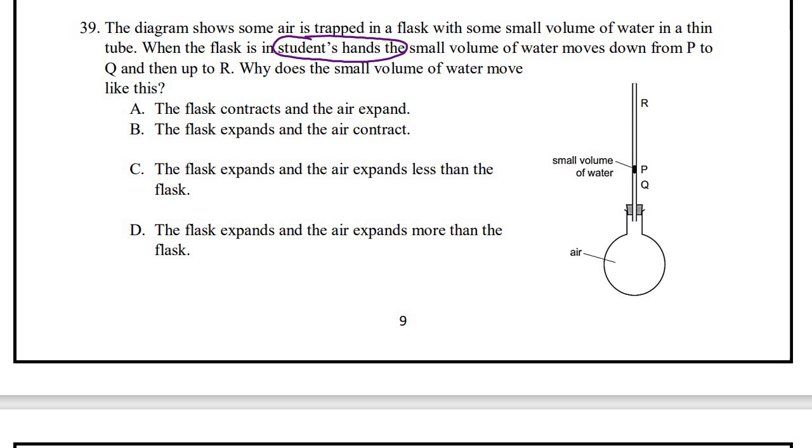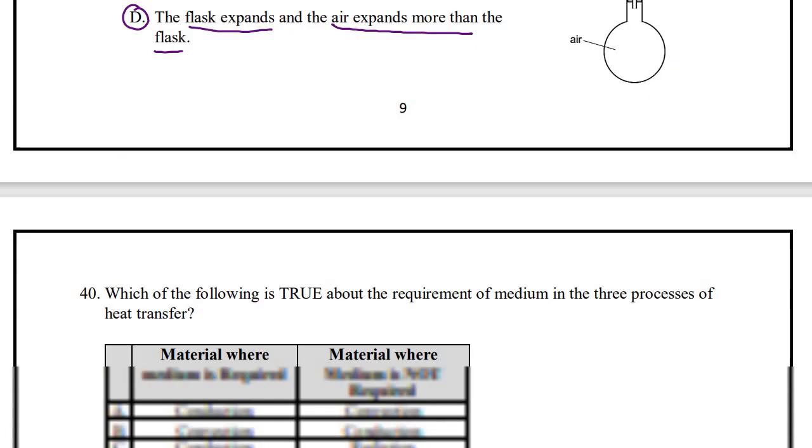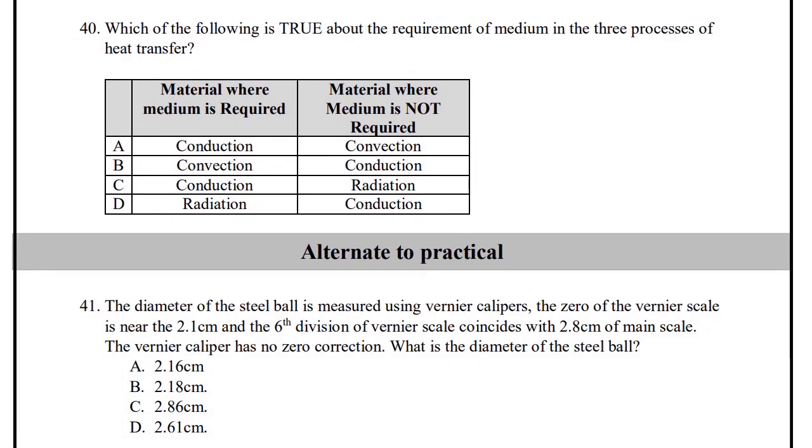and it expands. And due to expansion, the level of the water falls, and then due to expansion of the air, it will rise to the point R. So the correct answer is the flask expands because it is solid, and the air expands more than the flask because it is gas. So expansion in gases is more as compared to the expansion in solid. So option D is the right answer.